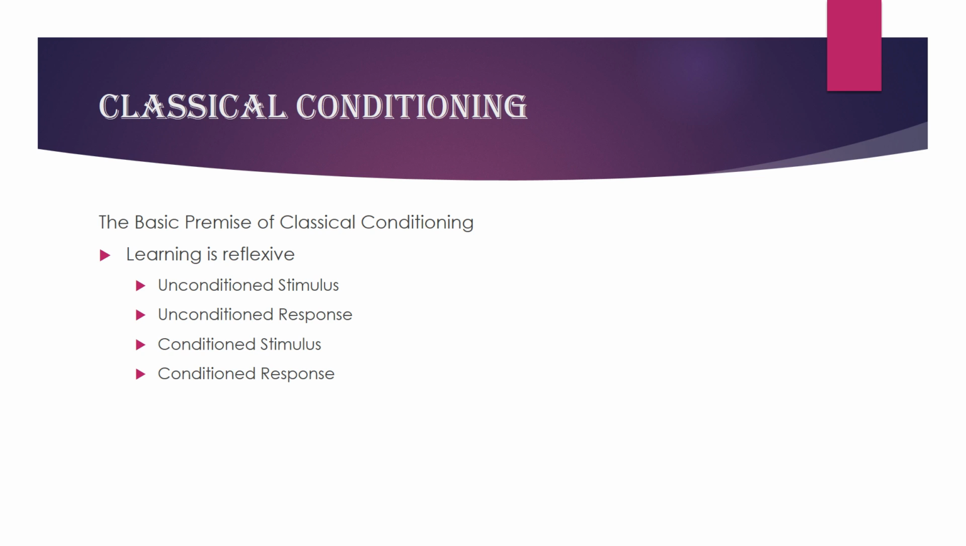Now, the basic premise of classical conditioning is that learning is reflexive. Now, by reflexive, I mean you don't think about it. In terms of classical conditioning, you don't think about it, you just do it. All right, stimulus, and then you respond. You don't mentally think it out, cognitively think it out, you just do it. The four components of classical conditioning are these.